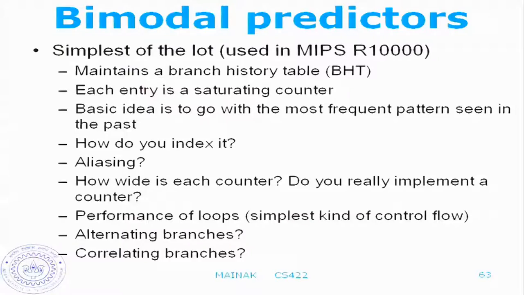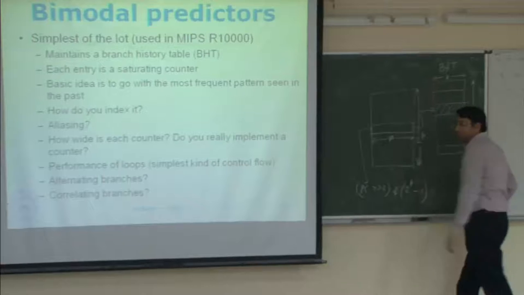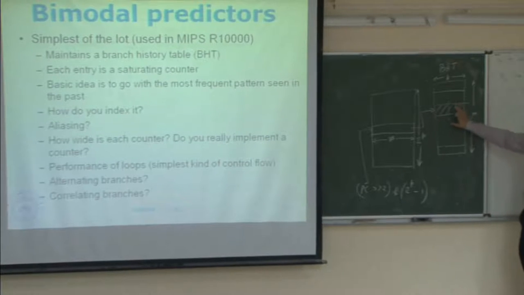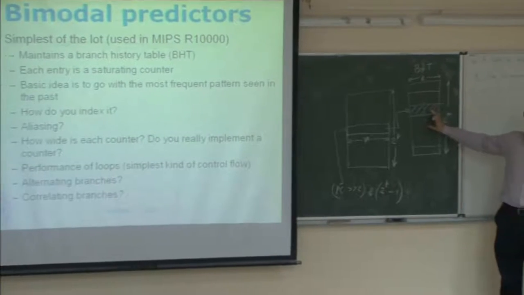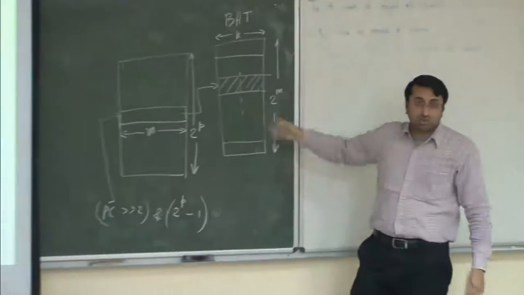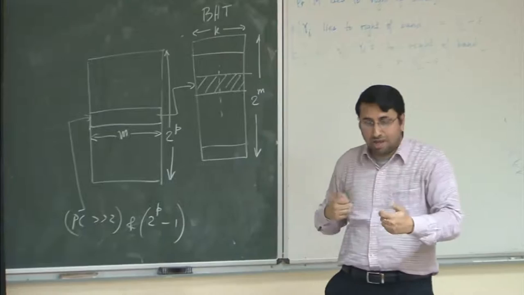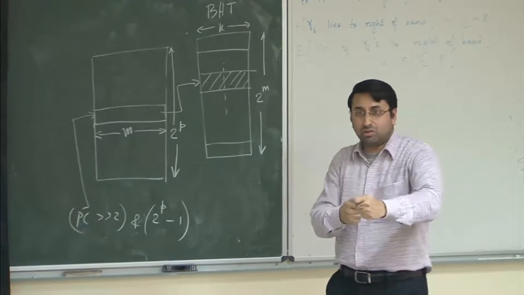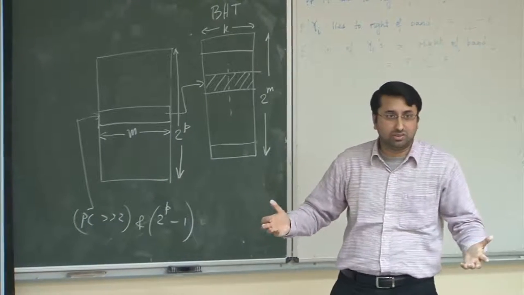So you have already talked about this one, the bimodal predictor. Some names here. The table of counters is called a branch history table, so you'll have multiple branches mapping to the same entry. And in some cases, that may be very, very bad. Two branches may be behaving in two different ways and map to the same entry. One will increment, one will decrement. You'll get nothing out of it.